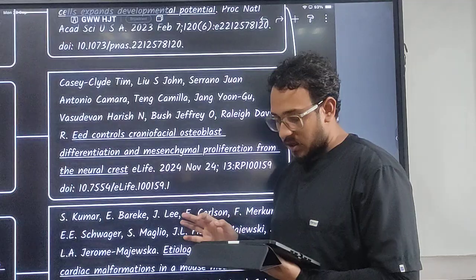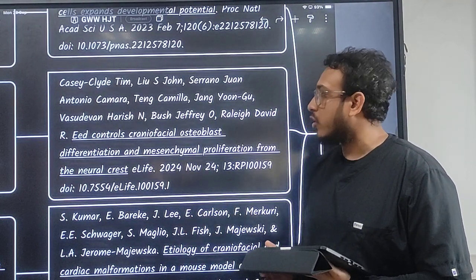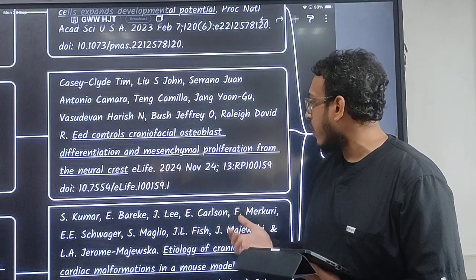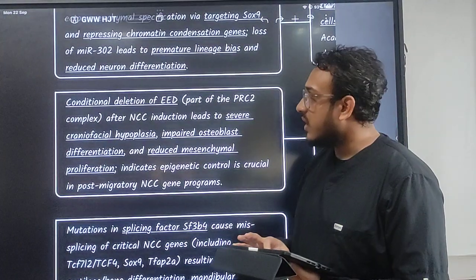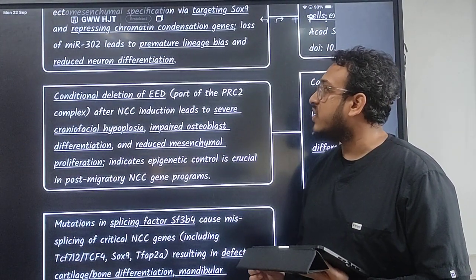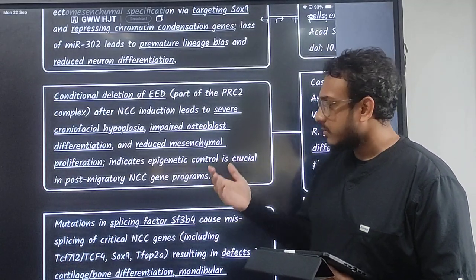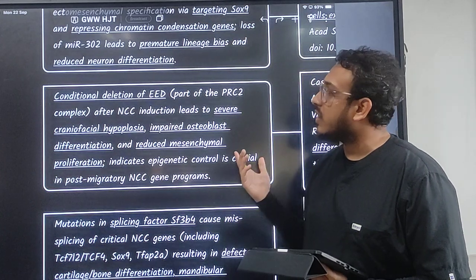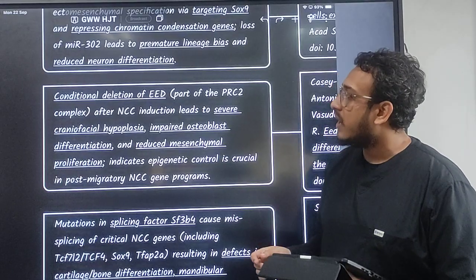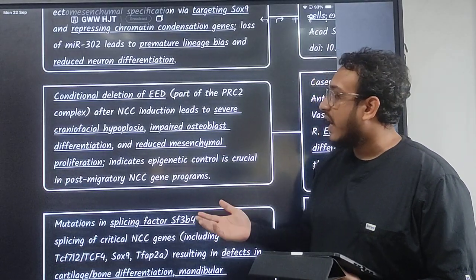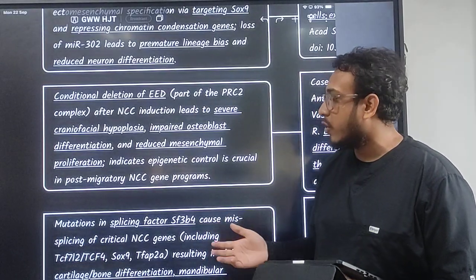Another study is titled "EED controls craniofacial osteoblast differentiation and mesenchymal proliferation from the neural crest cells." This study shows that conditional deletion of EED, which is part of the PRC2 complex, after neural crest cell induction leads to severe craniofacial hypoplasia, impaired osteoblast differentiation, and reduced mesenchymal proliferation. It indicates that epigenetic control is crucial in the post-migratory neural crest cell gene program.